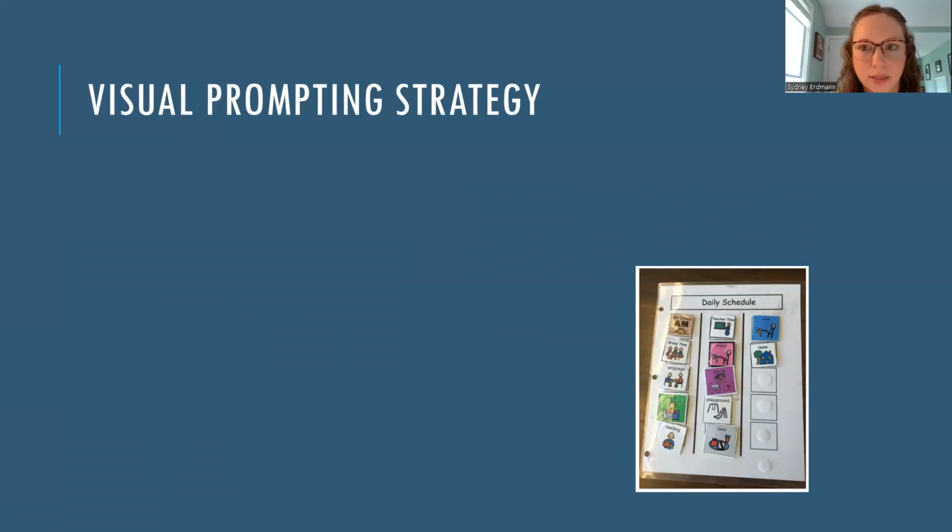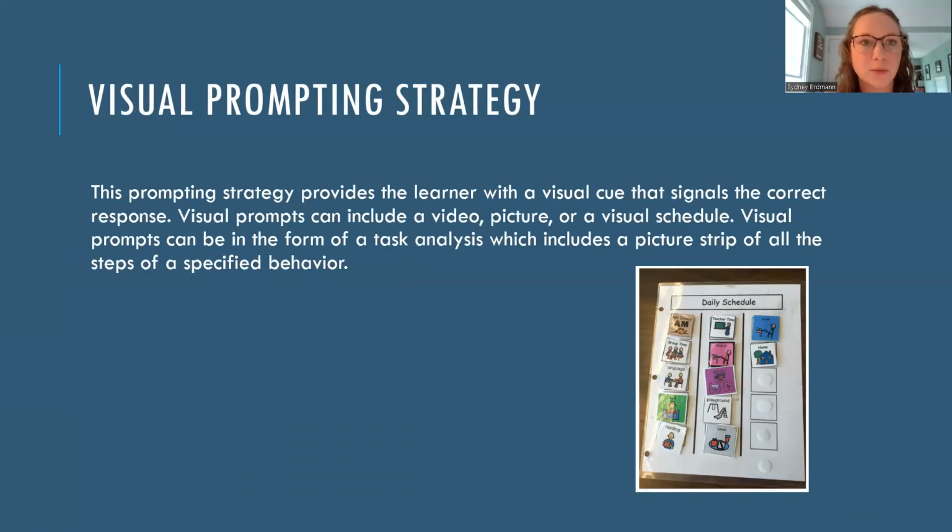Next is the visual prompting strategy. This prompting strategy provides the learner with a visual cue that signals the correct response. Visual prompts can include a video, a picture, or a visual schedule. Visual prompts can be in the form of a task analysis, which includes a picture strip of all the steps of a specified behavior. The example I'm going to use is daily activities.